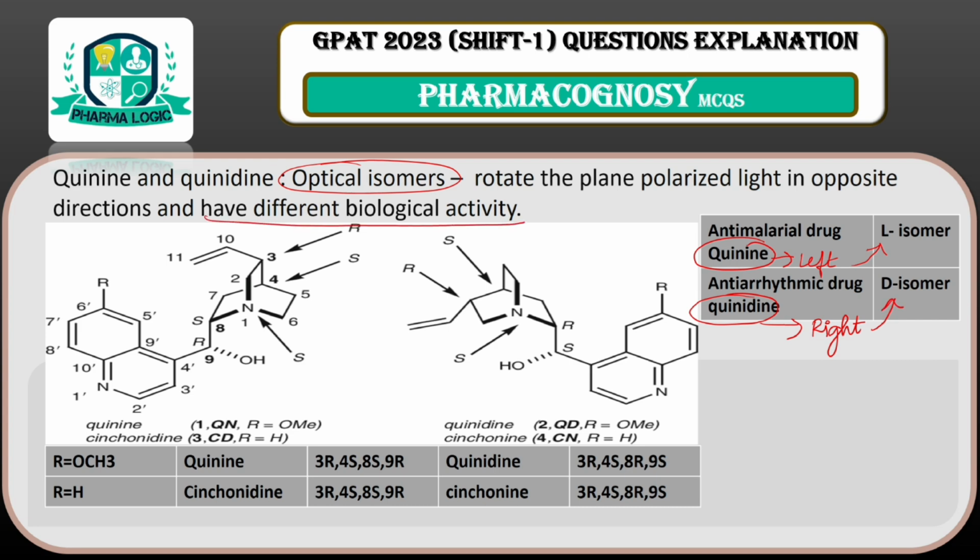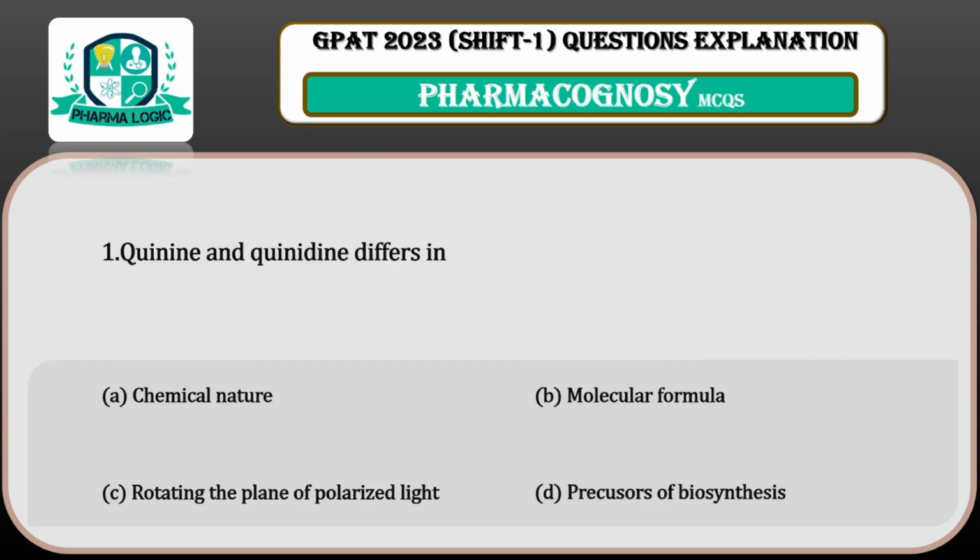They have different biological activity. Quinine is an anti-malarial drug. Quinidine is an anti-arrhythmic drug. If you see these structures, both are the same. Both have a methoxy group but differ in their stereochemistry. So just focus on quinine. This has 3R and 9R. Just remember these two. So now solve the question. Quinine and quinidine differ in, obviously, option 3, rotating the plane of the polarized light.